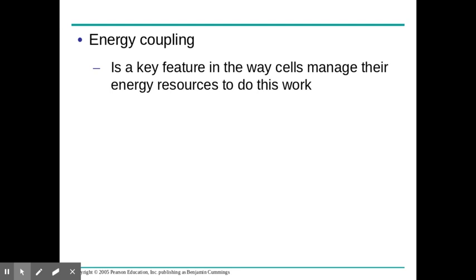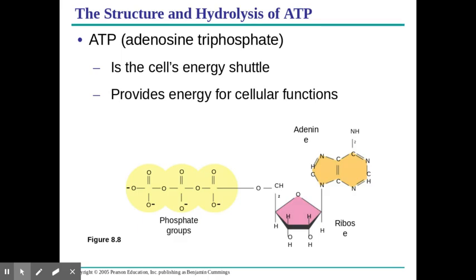So energy coupling would be a part of this. It's a feature in the way cells manage their energy resources. So what that means is we can use exergonic processes, ones that release energy, to drive an endergonic one, which would later store it. And one of the things that we use for that would be ATP.